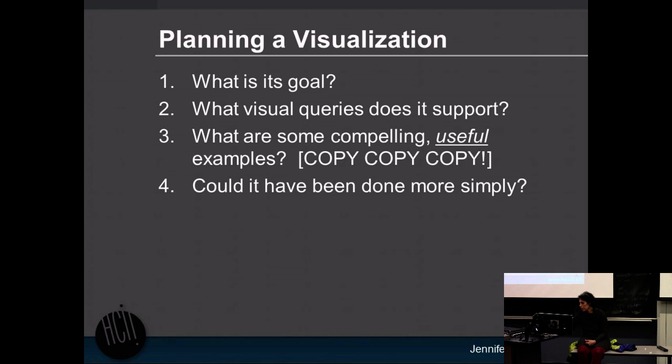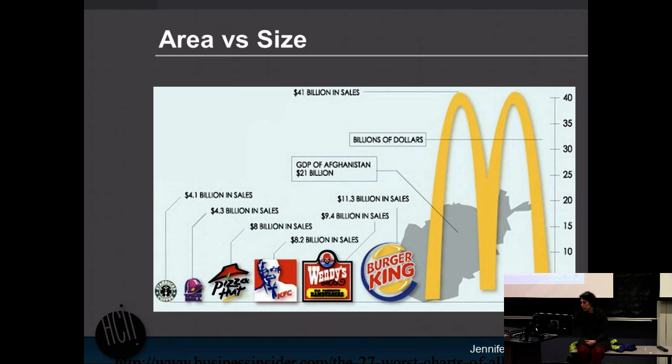Okay, so, oops. I now want to talk about some of the visual effects that are important to consider, and I'd like to do it by going through a series of visualizations that are problematic. So this is a visualization showing the sales for different corporations that sell fast food. And what can you tell me about the sales of Burger King versus Starbucks at a glance? What's your impression there?